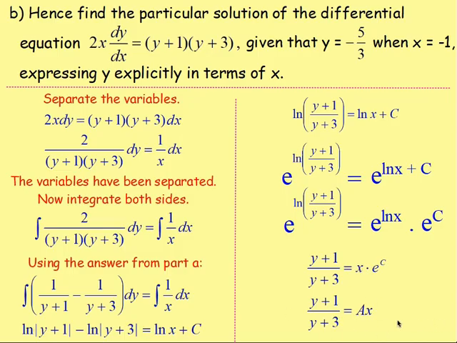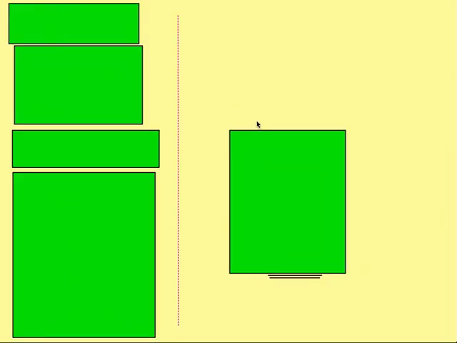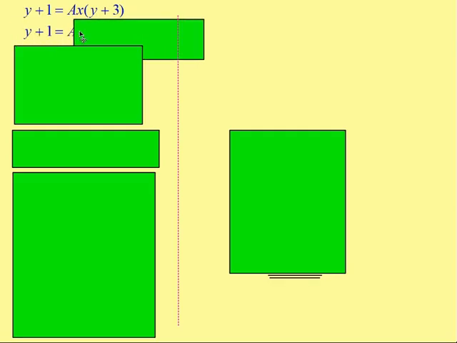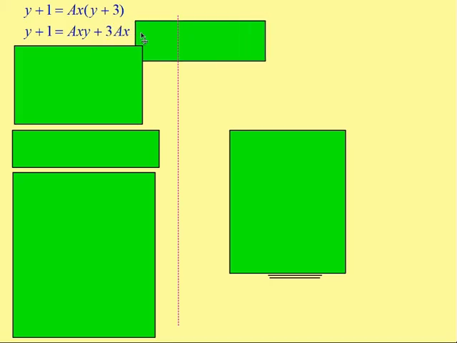What we want to do now is get y just on its own. So we've got y plus 1 over y plus 3, but we want to have y equals. To do that, first of all we need to multiply both sides by the y plus 3. That eliminates the fractions and leaves us with y plus 1 equals a times x times the y plus 3. From there we can multiply the brackets. So we have y plus 1 equals axy plus 3ax. What we now do is take any terms with a y in them to one side and all the other terms to the other side.